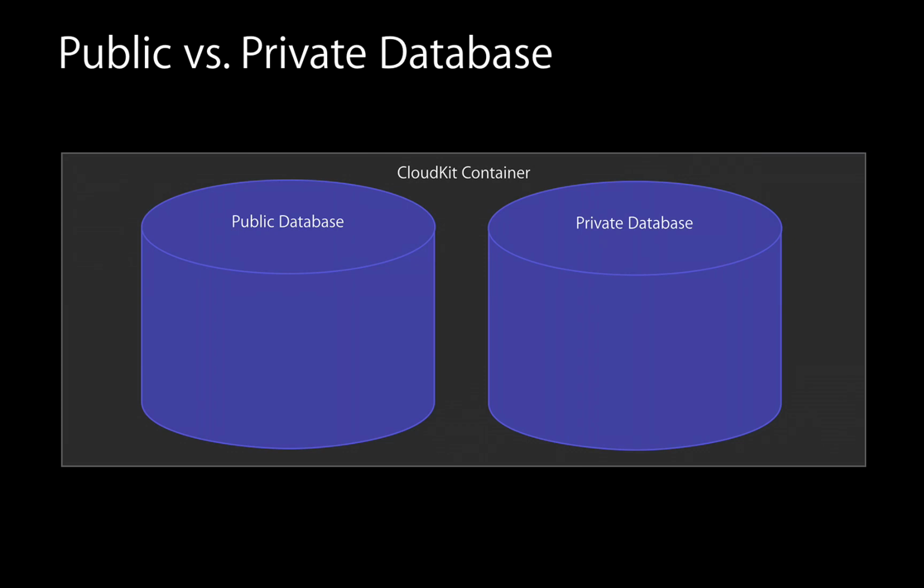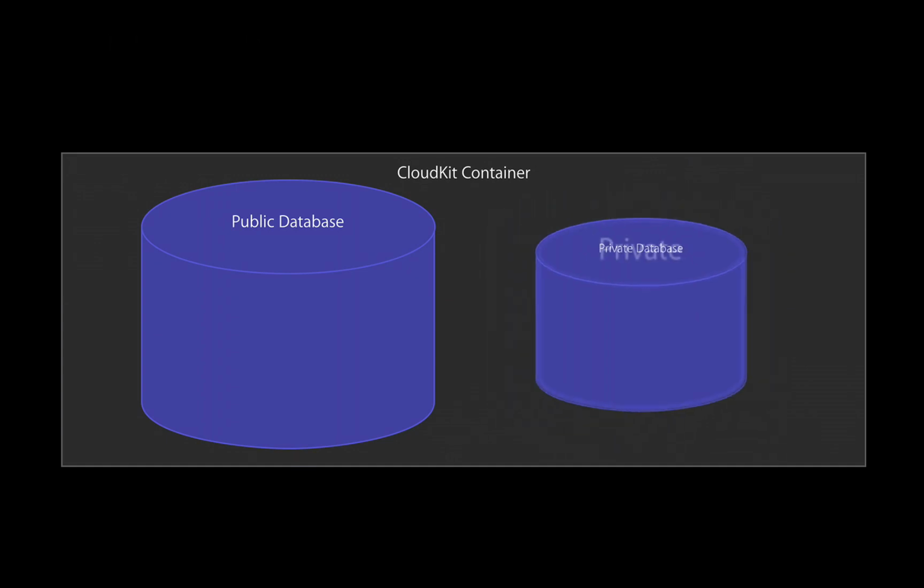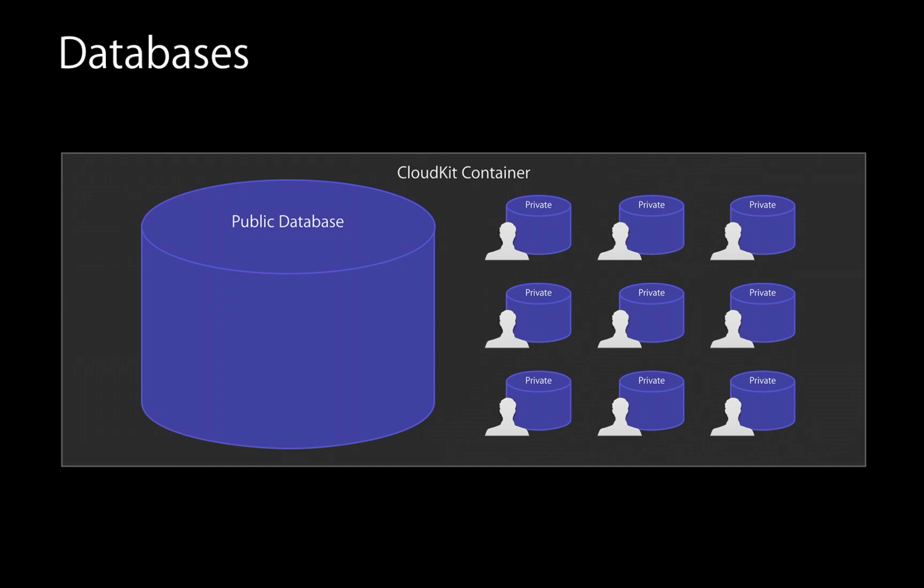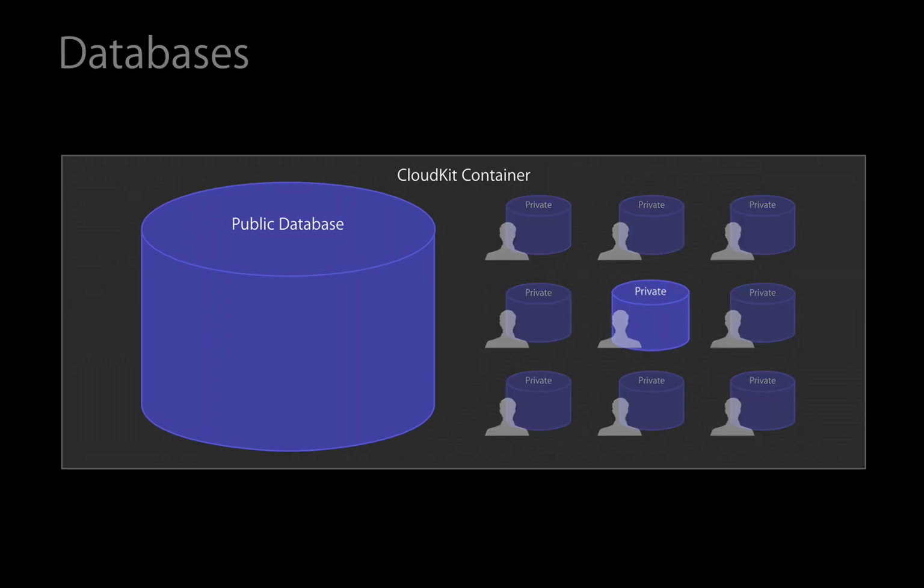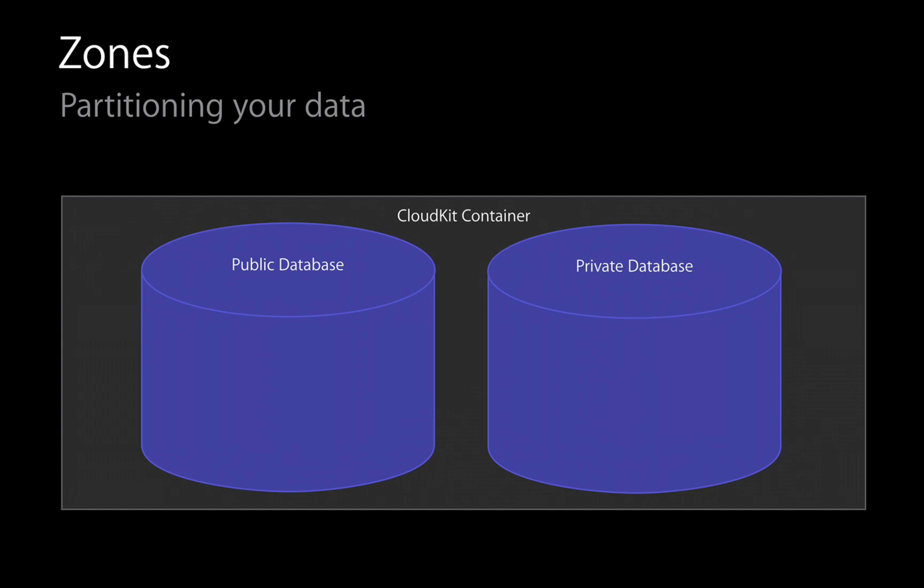If you remember, every application gets a container. In every container is a public and private database. And just as a refresher, that private database is actually one private database for every user. Inside of those databases, we then subdivide them down into zones. So both the public and the private database have a default zone in them.